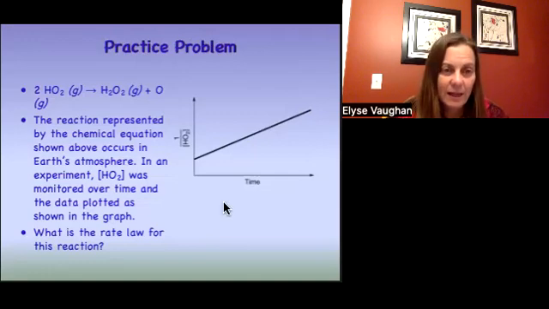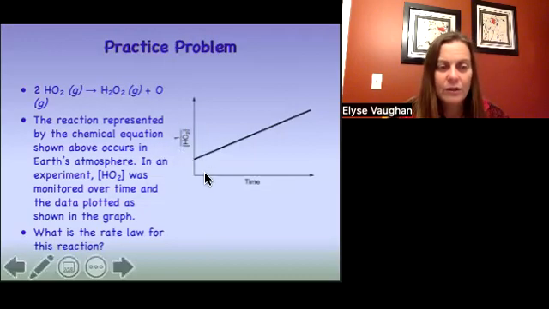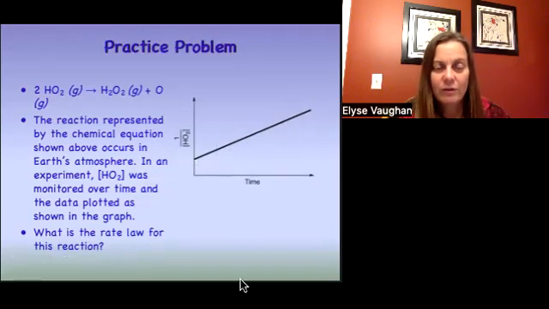And you can see in our graph that what's graphed here is 1 over concentration versus time. So what's the rate law for this reaction? Well, that's very clearly a nice straight line. And since 1 over concentration versus time is linear, we know that this is second order with respect to the hydrogen dioxide.